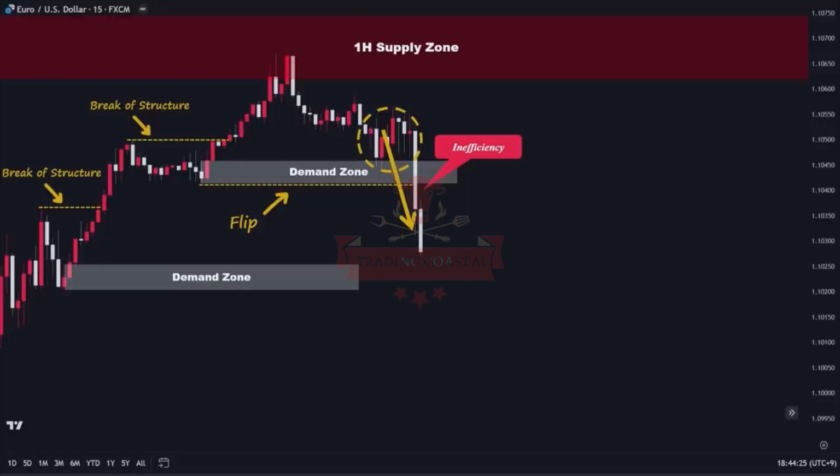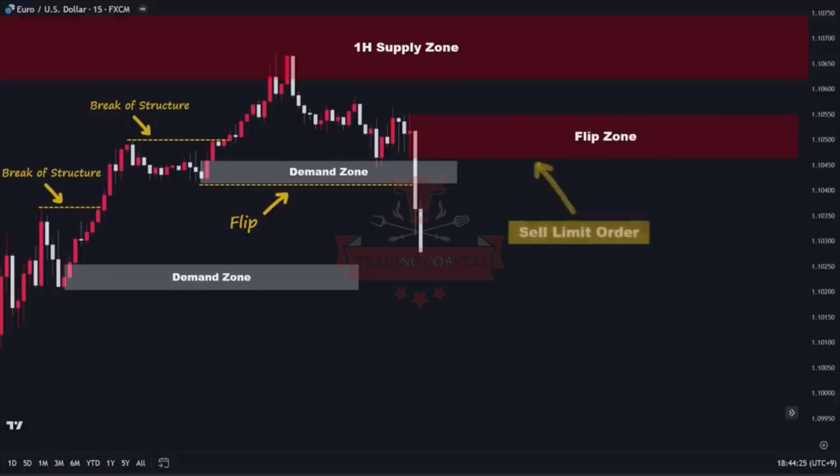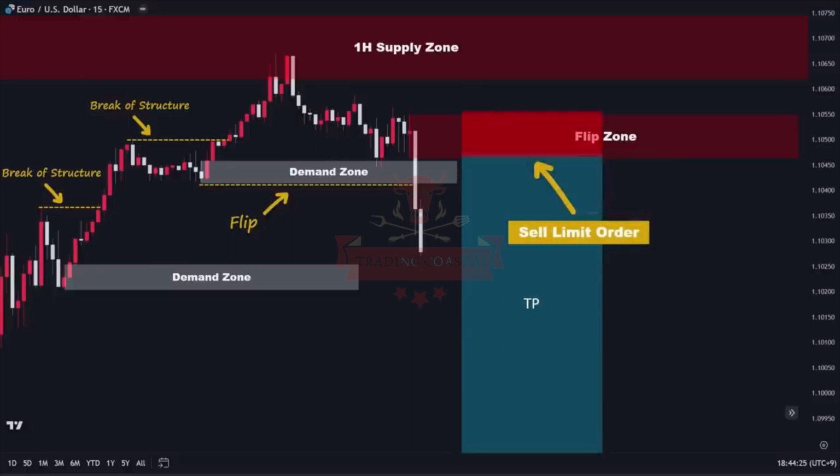Our next step is to highlight the flip zone, which was created by the wave that flipped the recent demand zone. Based on this pattern, I will place a sell limit order at the lowest point of the flip zone. To manage risk, I will set the stop loss a couple of pips above the flip zone. As for the target, I will aim for the unmitigated demand zone in the 1-hour time frame.